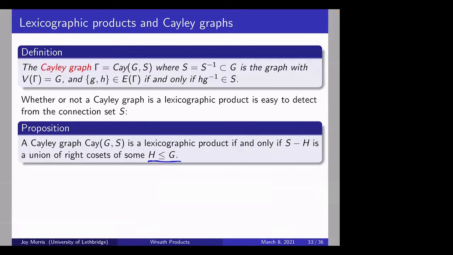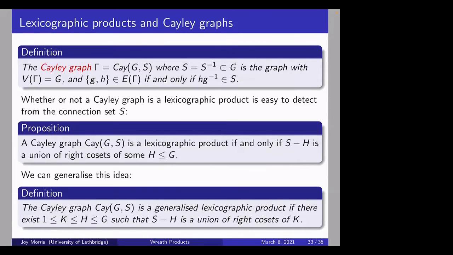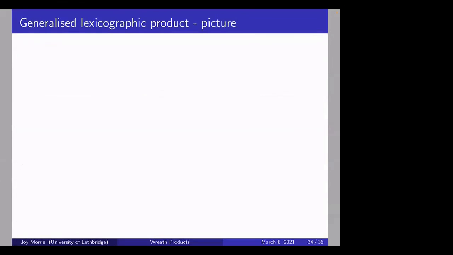And the reason I wanted to mention this is that this allows us to think about a generalized lexicographic product in the context of Cayley graphs, where we have two subgroups, K and H of G, where K is sitting inside H, and again, we take the elements of the connection set that are not in H, and if that turns out to be a union of right cosets not of H anymore, but of some possibly smaller subgroup K, then this is a generalization of the idea of wreath products, of lexicographic products.